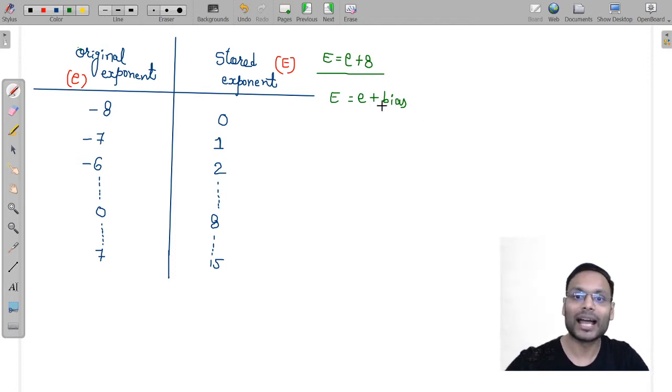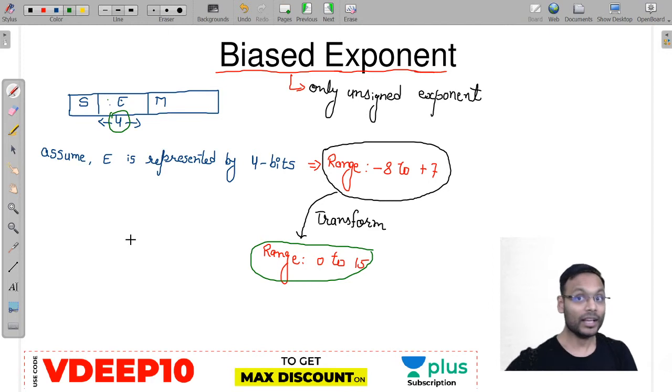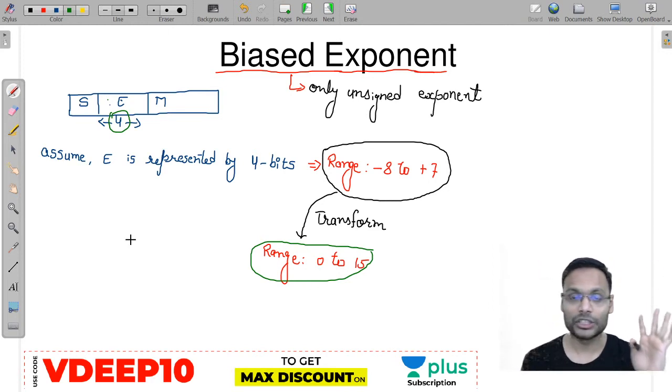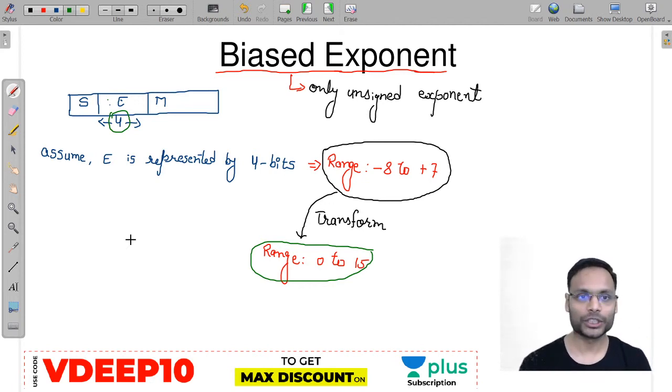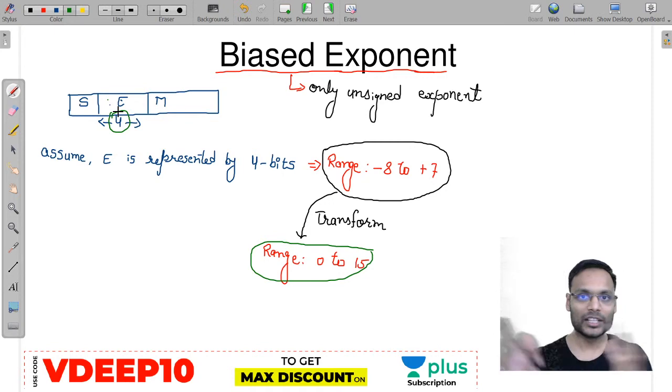So to get from the original exponent to the stored exponent, I am adding the bias value. Now look, what was the bias here? 8. You know why? Just because capital E is represented by 4 bits. If I am asking a question directly without writing anything, you have to use your mind, concentrate, listen. If I am asking you a simple question: exponent is of 5 bits. Exponent represented by 5 bits. What will be the range you can represent?